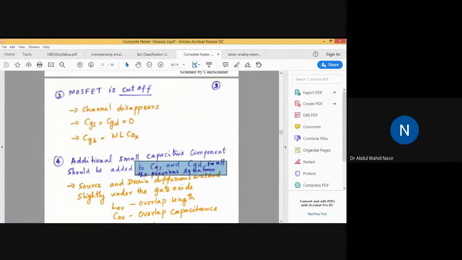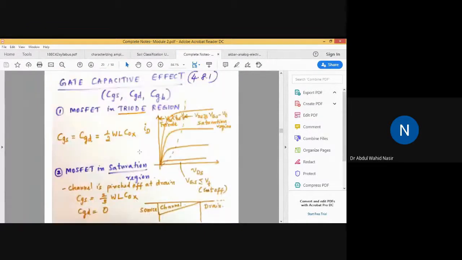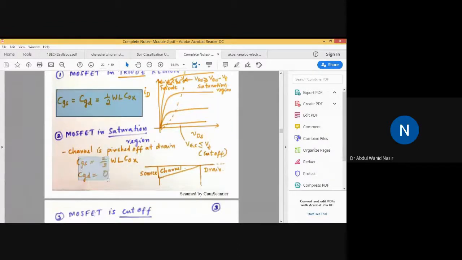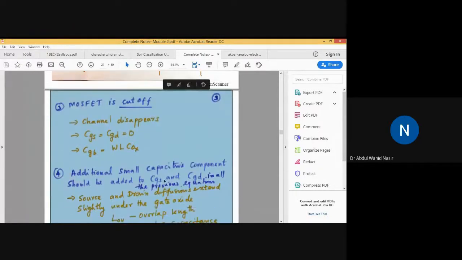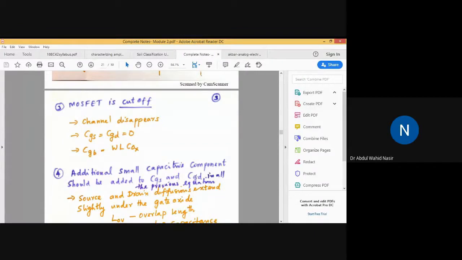But whatever equations we have seen, in these equations you need to add a small capacitive component to CGS and CGD. Whenever you have CGD and CGS in all these relations, you need to add one more small capacitive component. So why is there a need to add this small capacitive component, and what is its value?